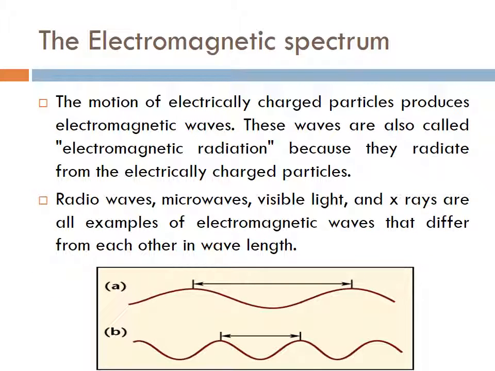The motion of electrically charged particles produces electromagnetic waves. These waves are also called electromagnetic radiation because they radiate from the electrically charged particles. Radio waves, microwaves, visible light, and X-rays are all examples of electromagnetic waves that differ from each other in wavelength. So we can say that this wave is different from another. This wireless transmission is different from another by its frequency or by its wavelength. So one can lead to the other.